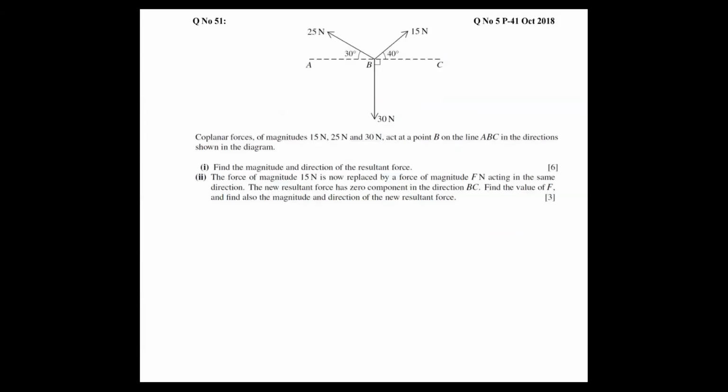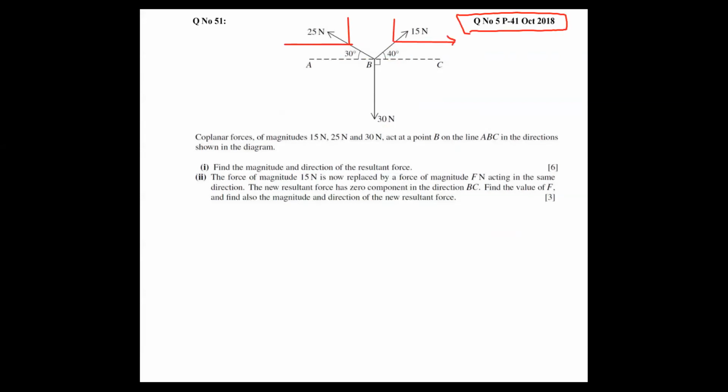This is a question, October 1841, variant in question number 5, mechanics. We have three forces acting: 15, 25, and 30. The angles are mentioned here, clear. So we have two components, one acting parallel to the x-axis and one parallel to the y-axis.